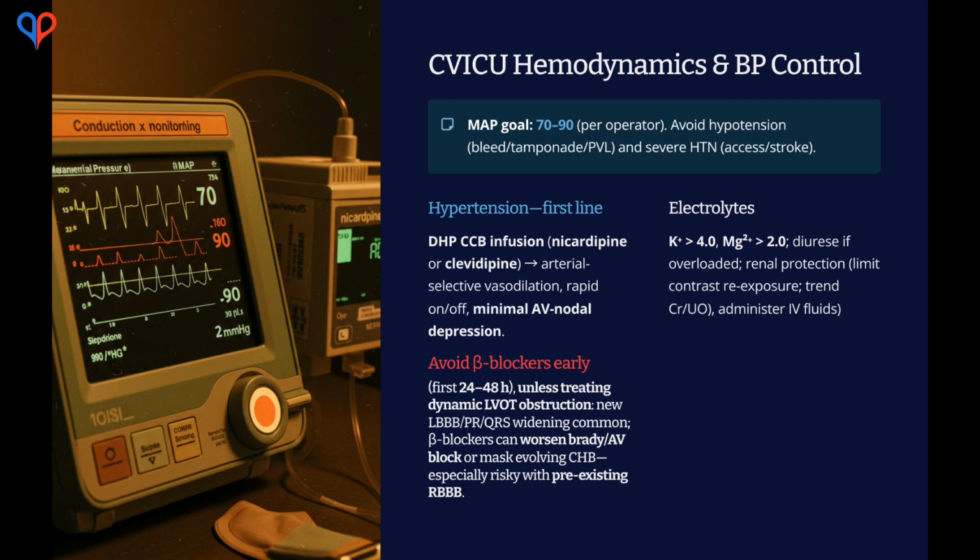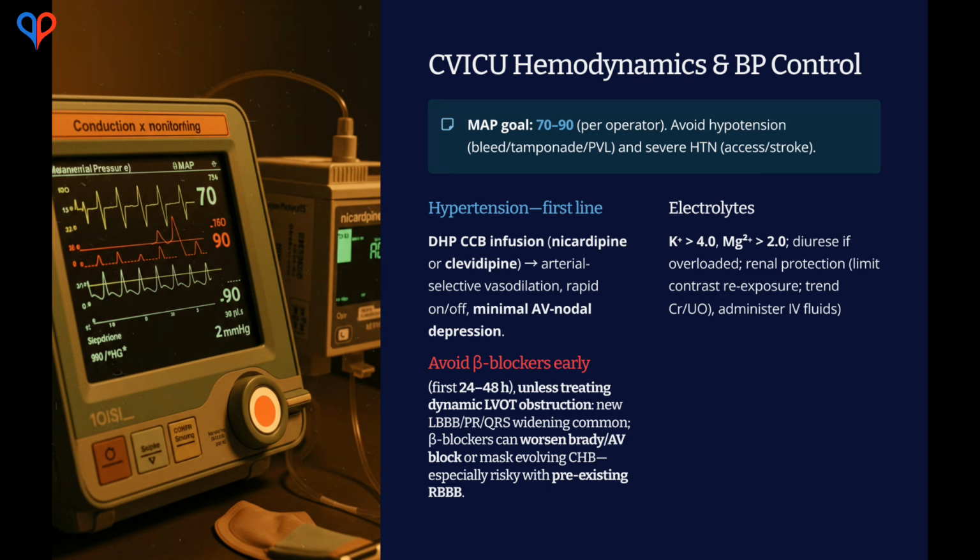For post-TAVR hypertension, our first-line agents are calcium channel blockers, like Cleviprex. They offer smooth, arterial-selective afterload reduction with fast on-off kinetics and minimal AV nodal depression, which matters because new conduction disturbances are common.